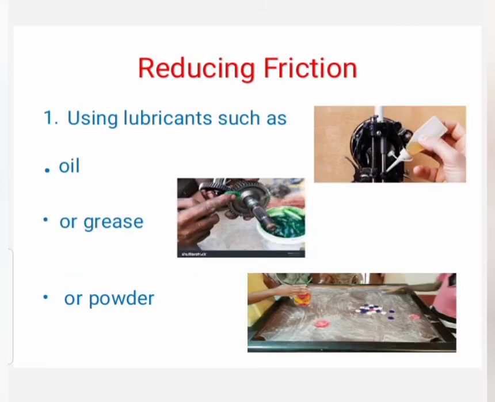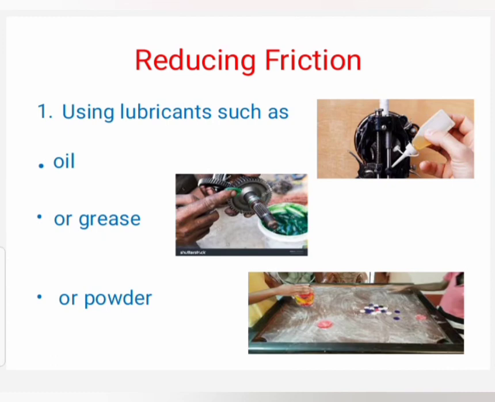Friction can be reduced by using lubricants like powder, oil or grease. The substances which reduce friction are called lubricants. Give examples of lubricants: oil, grease or powder. There is one more question. What are lubricants? Give examples. The substances which reduce friction are called lubricants. Example, oil, grease, powder. Students, observe the figure.